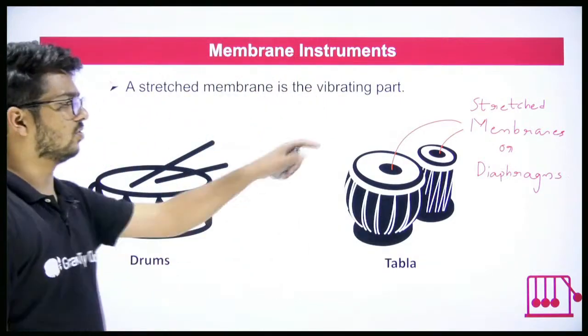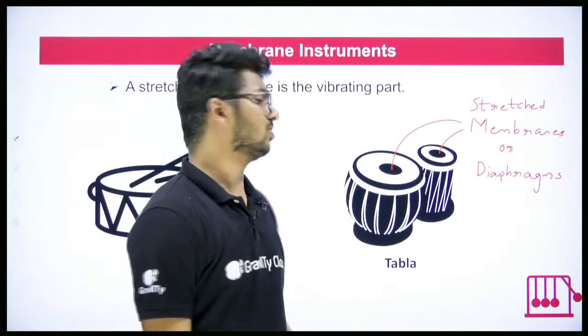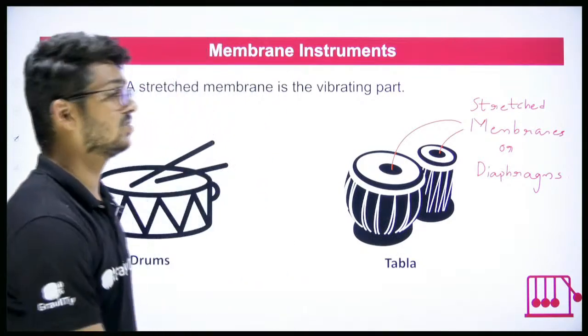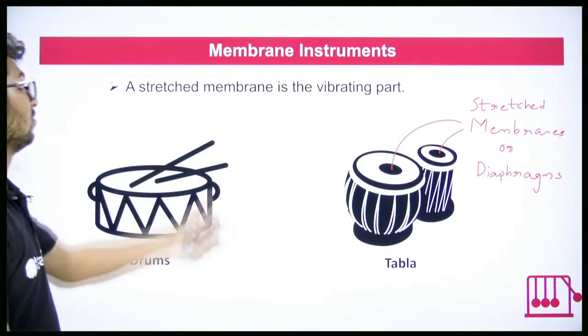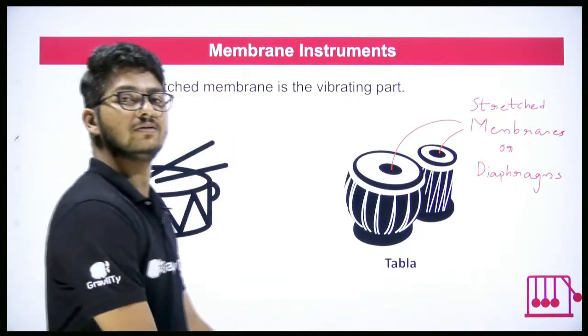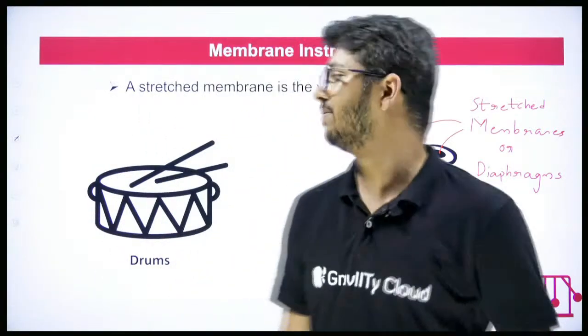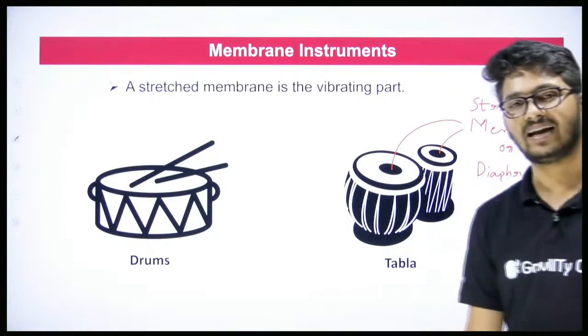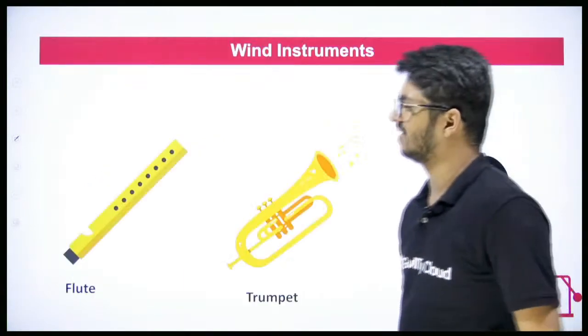So when you hit it, those are the ones that vibrate. It is not a string in this case, it is what? A stretched membrane or a diaphragm. So these are called as membrane instruments. Is that clear? Good. Next.